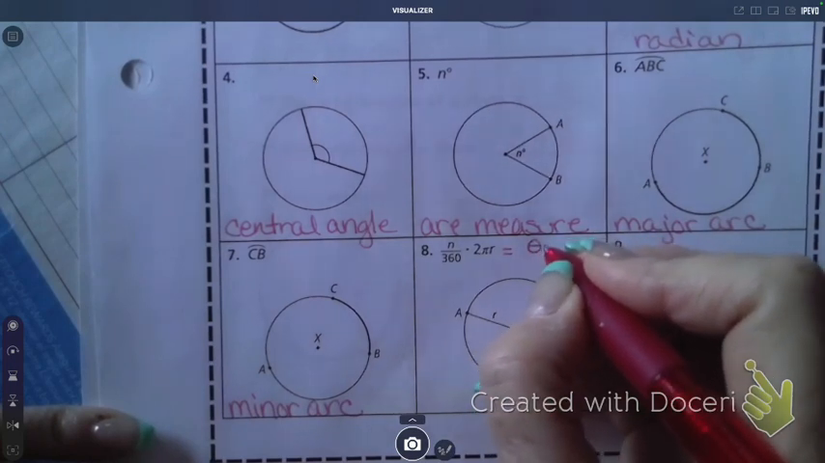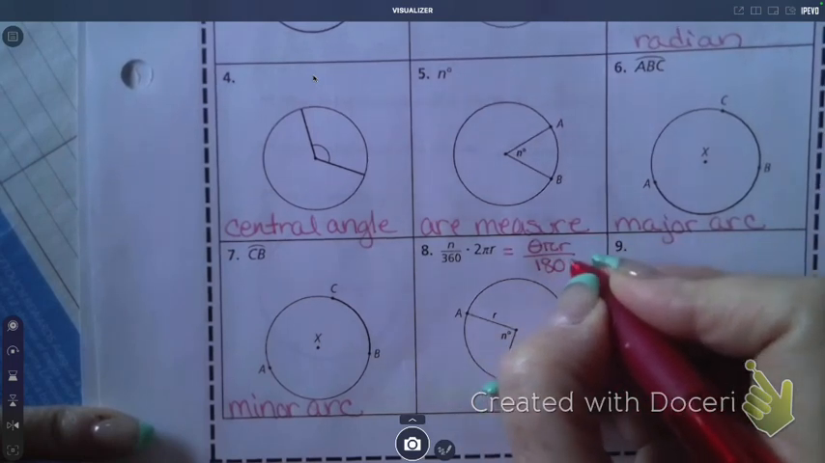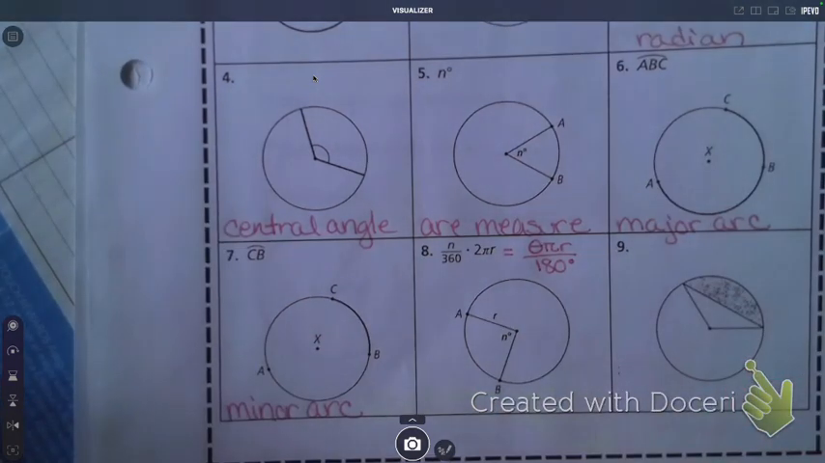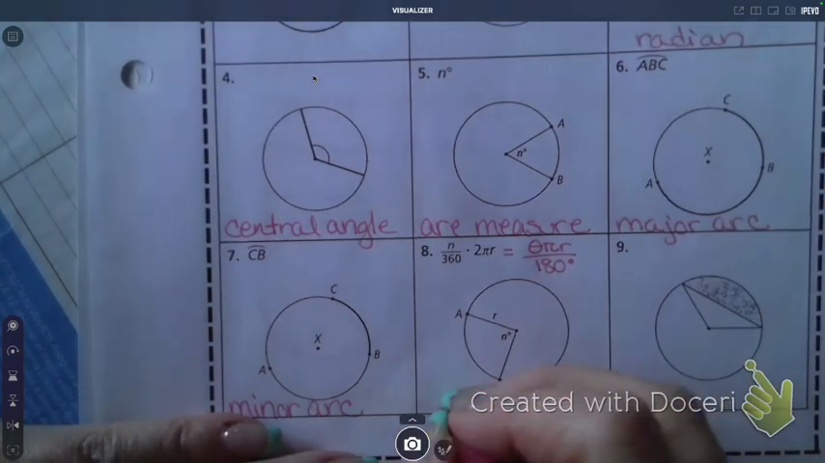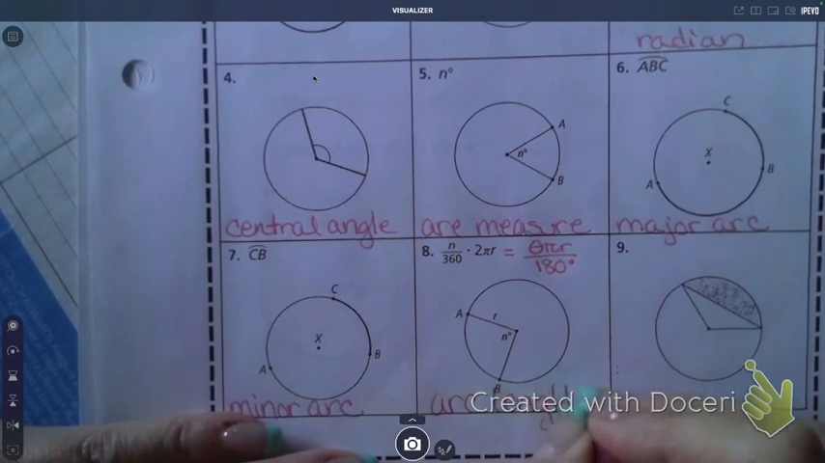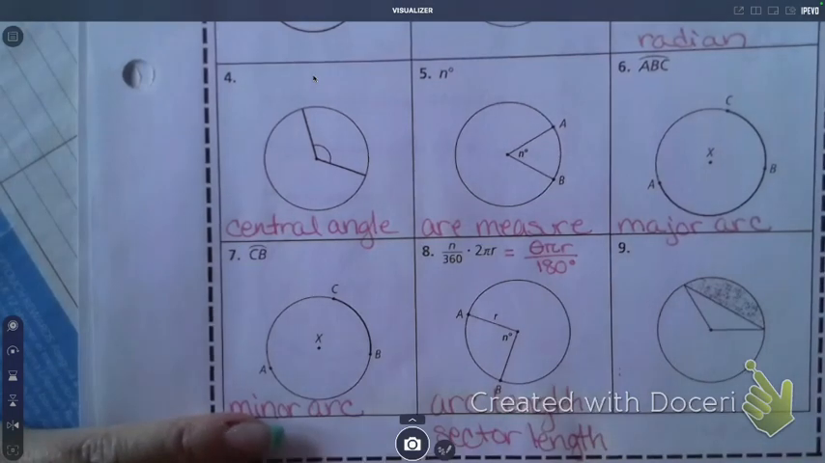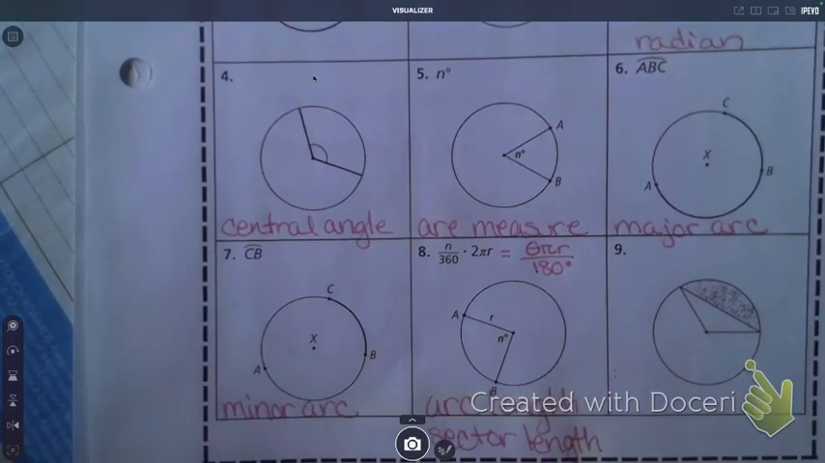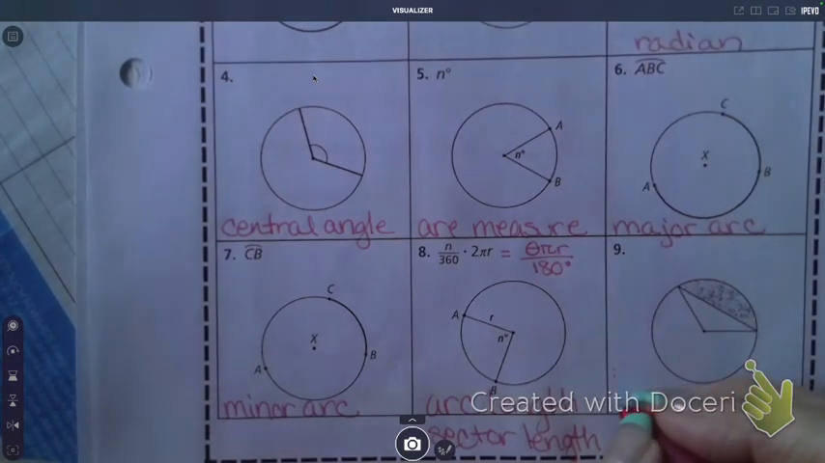Theta pi r over 180. Because it reduced. Okay, and arc length, right? Is that what they have? Yep. I was trying to use their words. What is the other thing we could call it instead of arc length? Sector length? Okay, and the only thing we have left is what? Segment of a circle. And if you have that, doesn't that make sense?